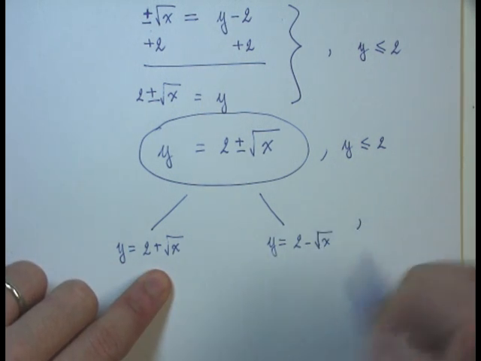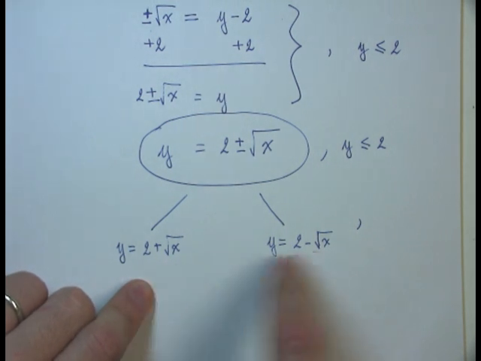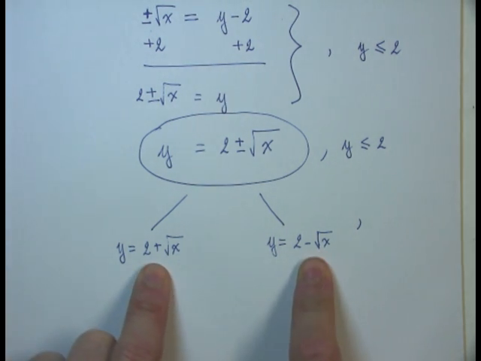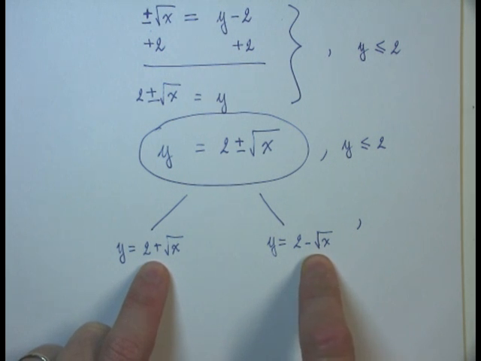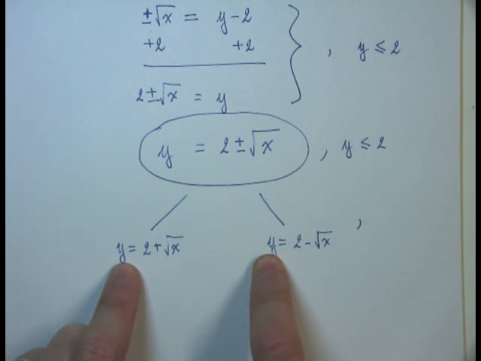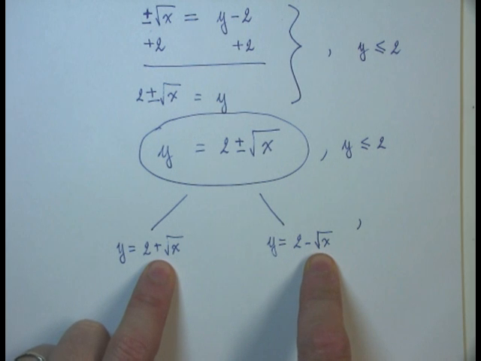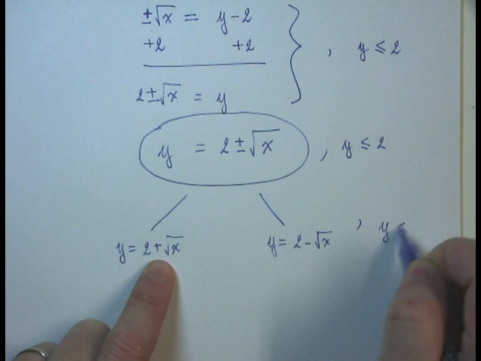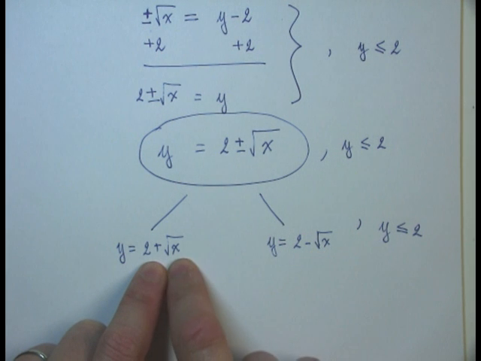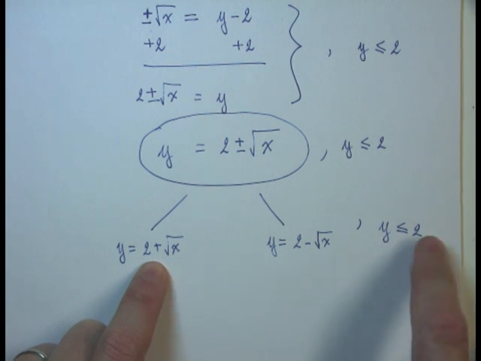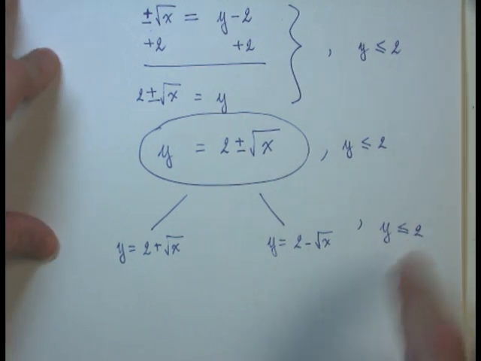Now, what helps us decide which of these expressions, where my finger is pointing? I have two expressions, both equal to y. Which one is going to win the battle to become the inverse function? The answer is in this condition right here. We're going to choose whichever of the two expressions gives me a y value less than or equal to 2. That is the one that's going to be my inverse function.